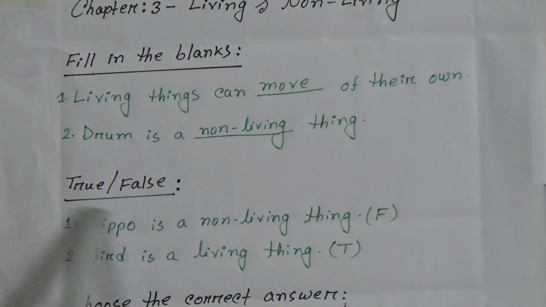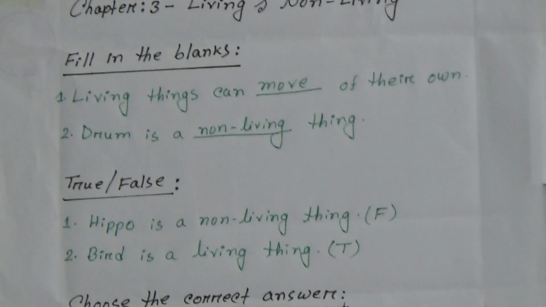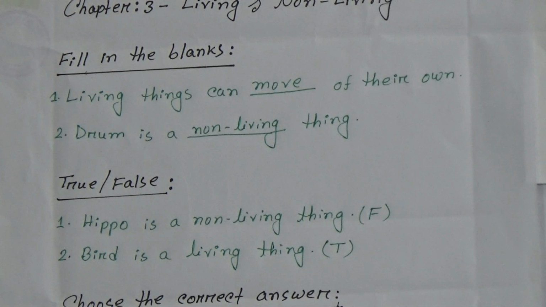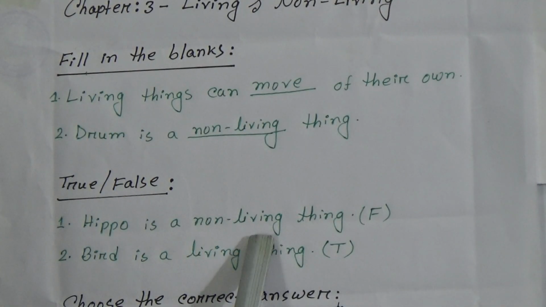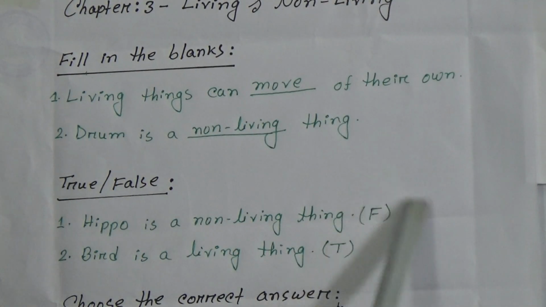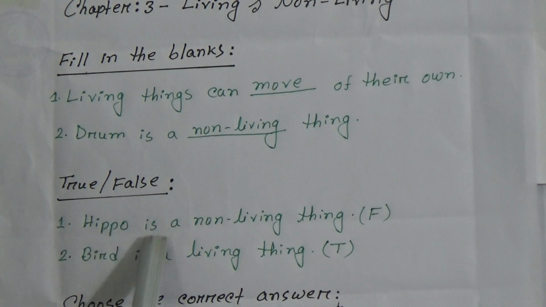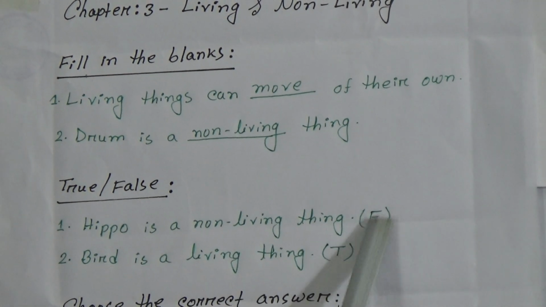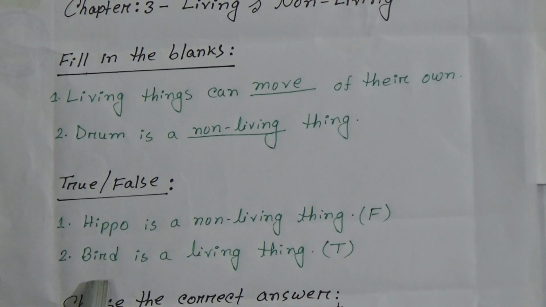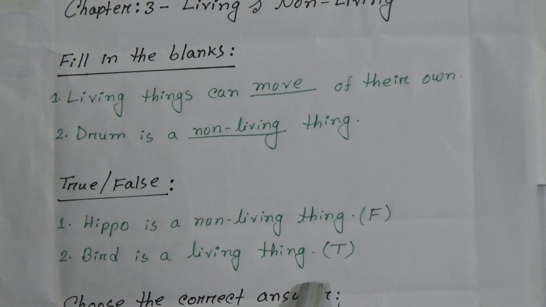Now, true false. True false number 1, hippo is a non-living thing. This is false because hippo is a living thing. That's why the statement that hippo is a non-living thing is false. Now number 2, bird is a living thing. We know bird is a living thing. That's why this is true.